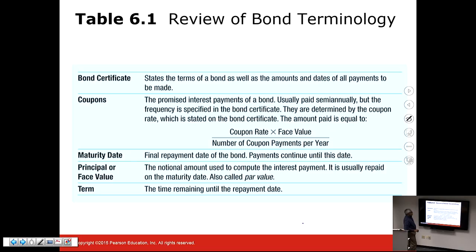Okay. Now, on the bond certificate itself, what are the things that are stated? And this bond certificate essentially is the contract. And it functions exactly like a contract between the firm and the bondholders. And being a contract, the terms of the contract dictate the rights and obligations of both sides. So what does the bond certificate state? It states the amounts and the dates of all of the payments. In addition, it states what the firm can do or cannot do with that money.